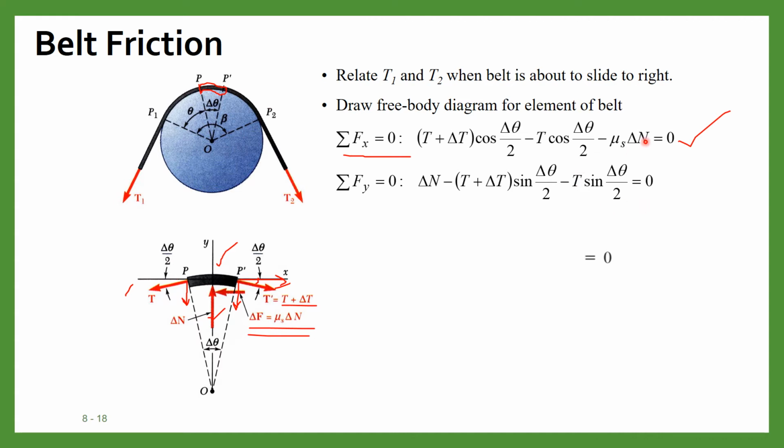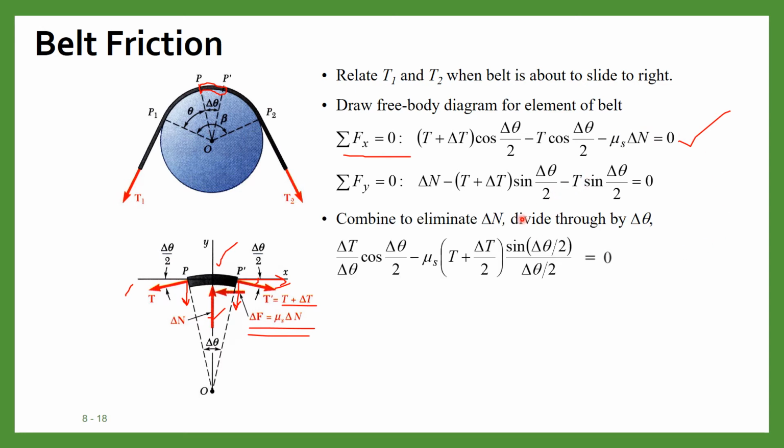Okay. Now what we can do, we can solve for delta n from this equation and put it in the second equation, then finally you will obtain this equation. When you further divide by delta theta, this is your final equation. So delta T by delta theta cos delta theta by 2 minus mu s (T plus delta T by 2) into sine delta theta by 2 divided by delta theta by 2.